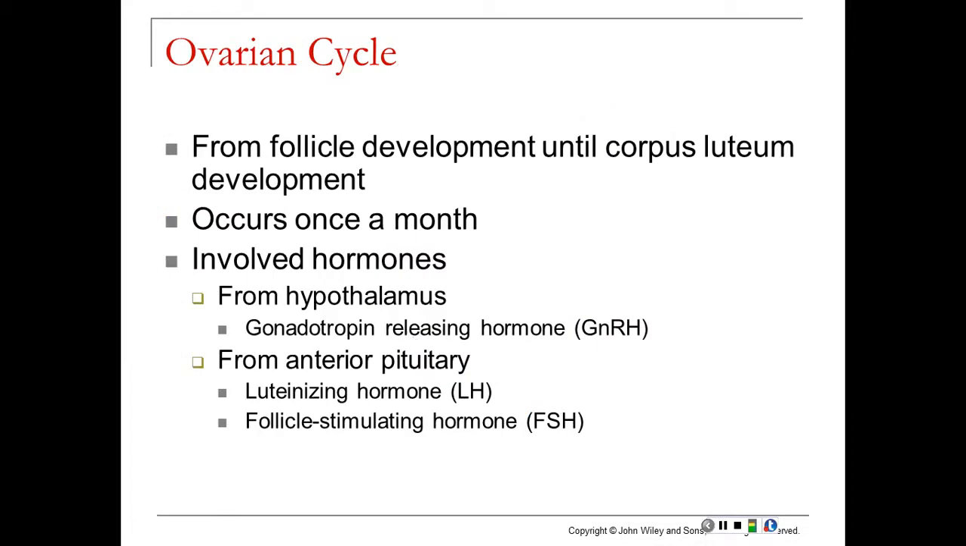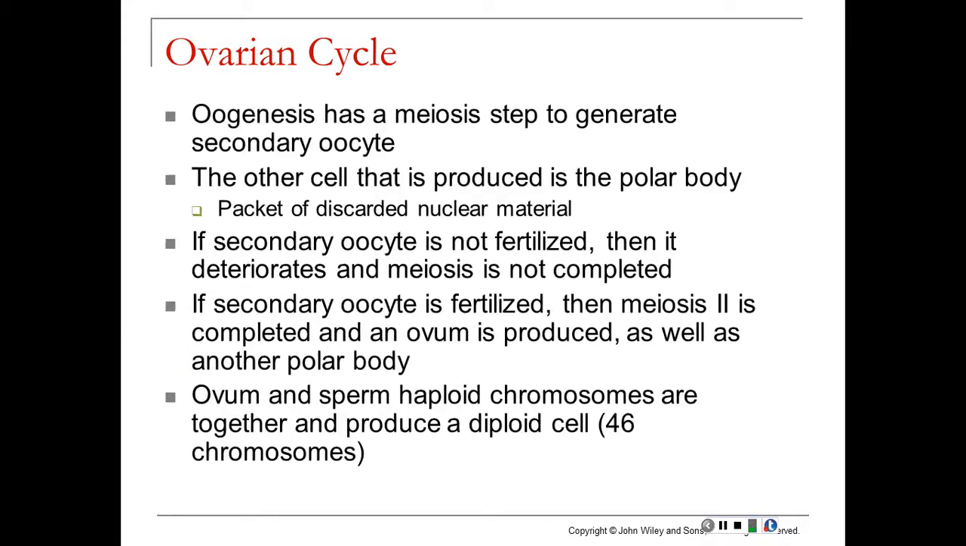So let's go ahead and talk about the ovarian cycle. The ovarian cycle is different from the uterine cycle. The ovarian cycle is from follicular development until corpus luteum development. This is occurring once a month, and it does involve hormones. Hormones from the hypothalamus, including GnRH, gonadotropin-releasing hormone, as well as LH and FSH, the same two anterior pituitary hormones that influence sperm production in males.